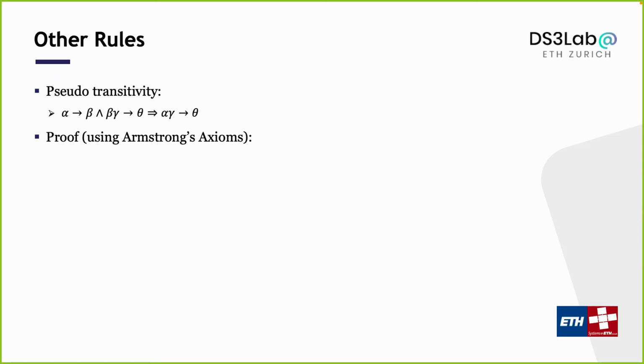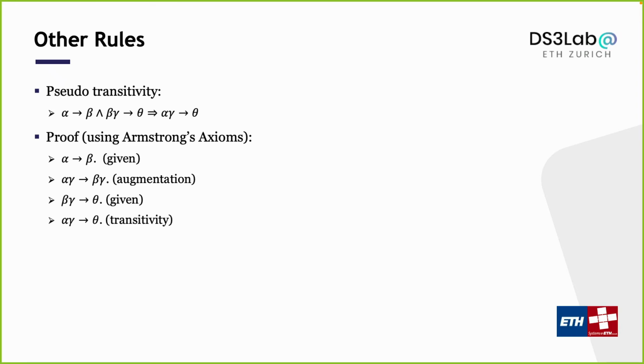How can I do that? How can I say alpha gamma derives beta gamma? Well, I can augment the first rule by putting gamma on both sides. In this case, I have alpha to beta, I put gamma, and then I know beta gamma to theta, then it's done. So this is called pseudo transitivity. If you have alpha to beta, beta gamma to theta, then you have alpha gamma to theta.